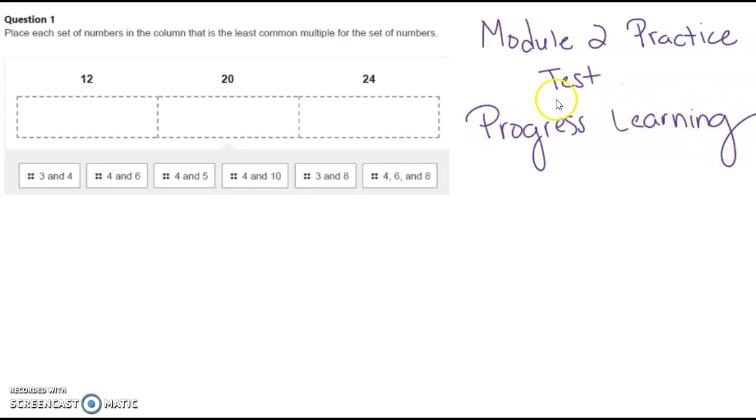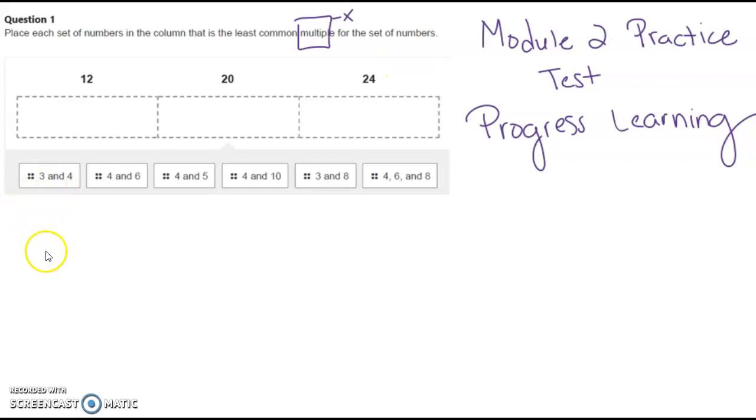Okay, Module 2 practice test. It says, place each set of numbers in the column that is the least common multiple for the set of numbers. I'm looking at the word multiple, mountains, like I am going to be making these numbers bigger. Out of all of these options, all of them have a least common multiple of 12, 20, or 24. We just have to figure out which one.